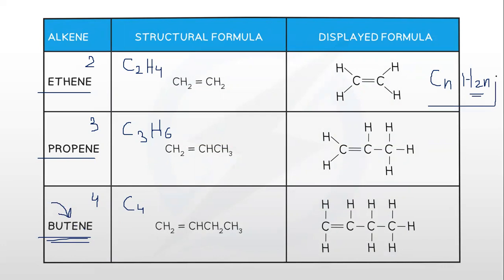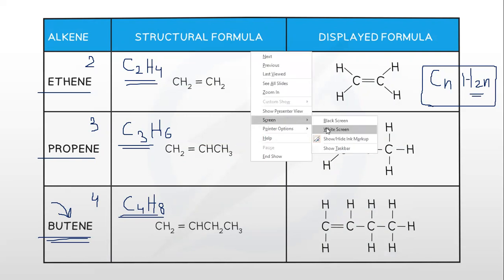The general formula is CnH2n, which means that the hydrogen would be 2 times the carbon atoms. Ethene was C2H4, propene was C3H6, then butene would be C4H8. You have to remember the general formula. The general formula is different for both of these. Let me show you over here as well, and you'll have an answer.